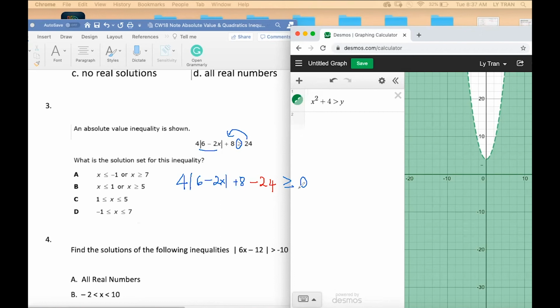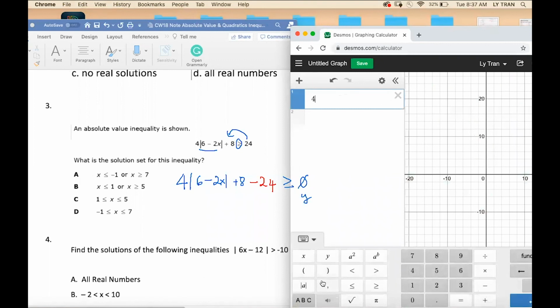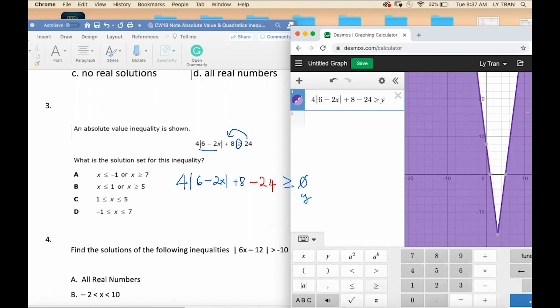So make sure you do that. Here we go, change 0 to y. Stay consistent. The more consistent you are, the longer you're going to remember. So here we go. I'm going to have 4 times the absolute value of 6 minus 2x plus 8, minus 24. I'm not going to simplify or anything. I'm just going to leave it like that, greater than or equal to y. Okay, we already talked about it.